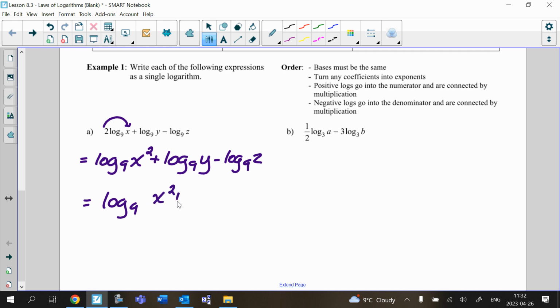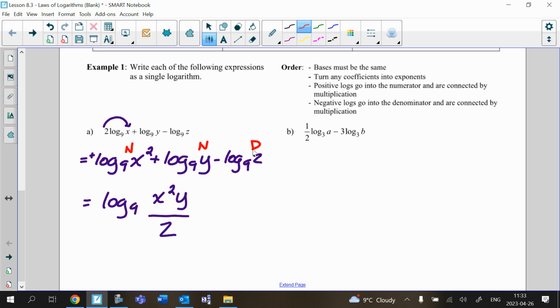Or think of it this way. When you're changing from a whole bunch of logs to a single one, if it's got a plus in front, it's going to be in the numerator of a fraction. This has got a plus in front, it's going to be in the numerator. This has got a minus in front, it's going to be in the denominator. That's another way you can think of it when we put logs together.